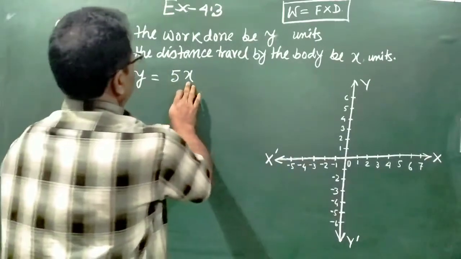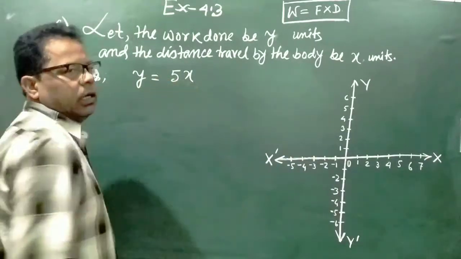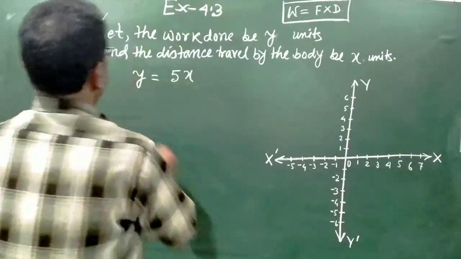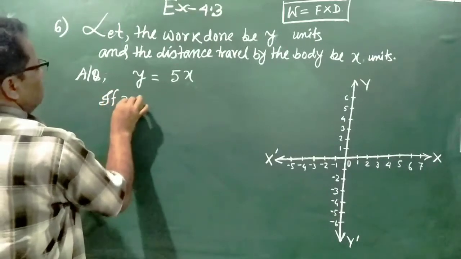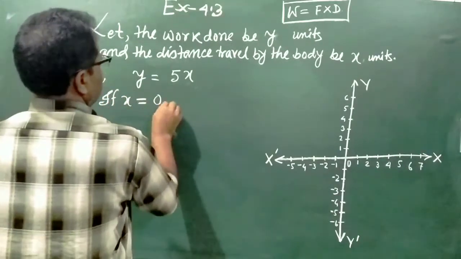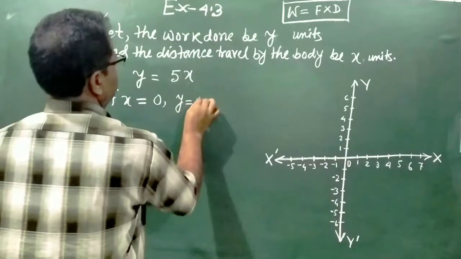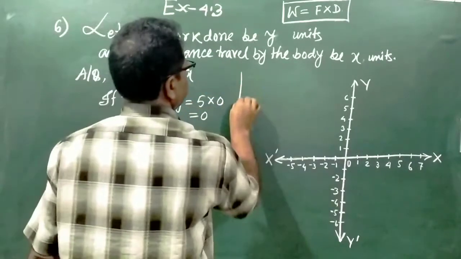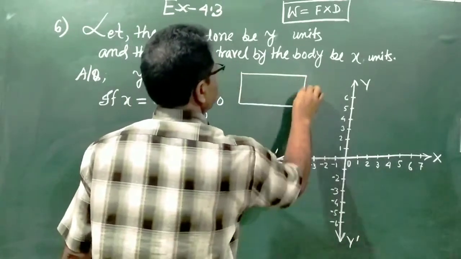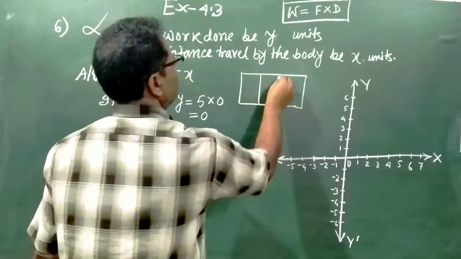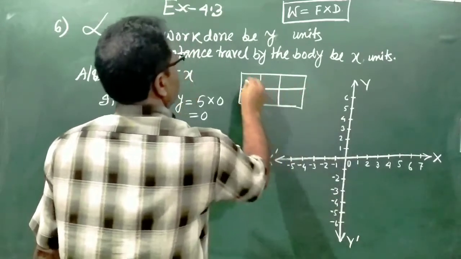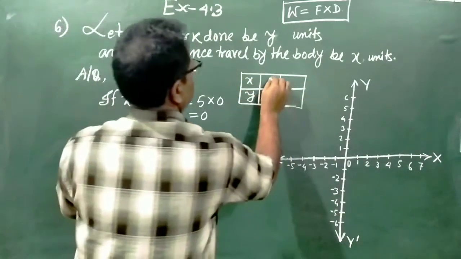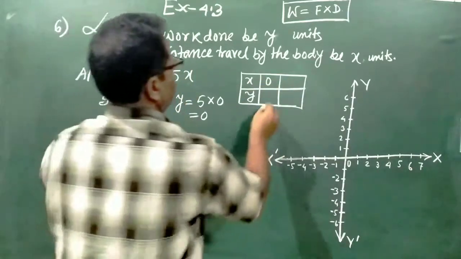So here two variables are there, x and y. If we take one value of x, we get the other value of y. So if x is equal to 0, therefore the value of y that we get is 5 into 0, which is also 0. So this is for x and this is for y. So when x is 0, the value of y we have got is 0.